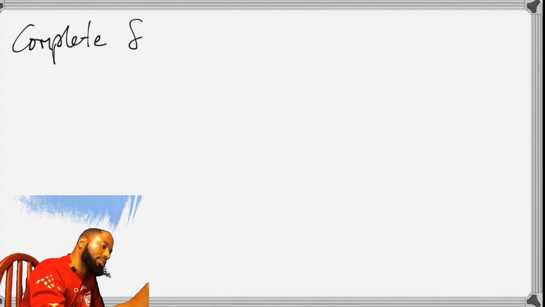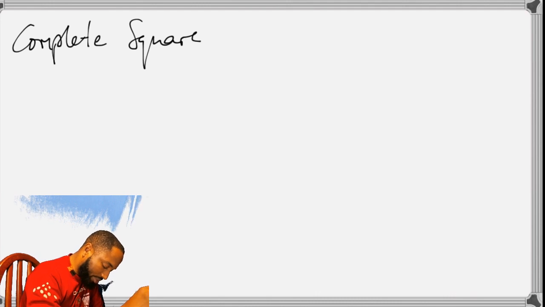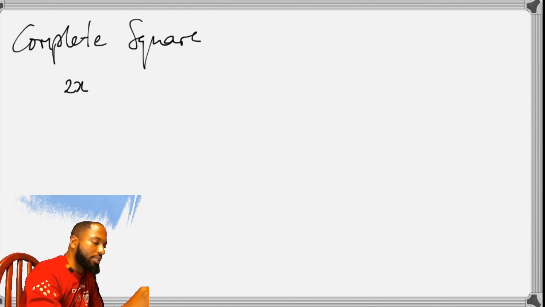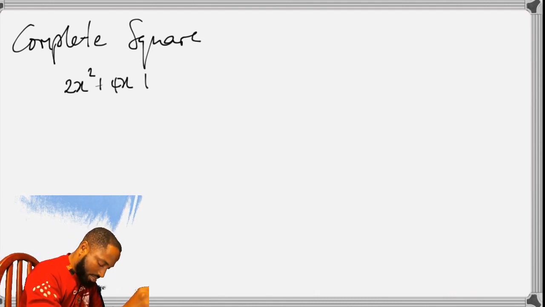So let's look at the question. First, complete the square on this. So this is what they're going to ask you in 6. They'll ask you to complete the square on something, like you see 2x squared plus 4x minus 4x plus 2.